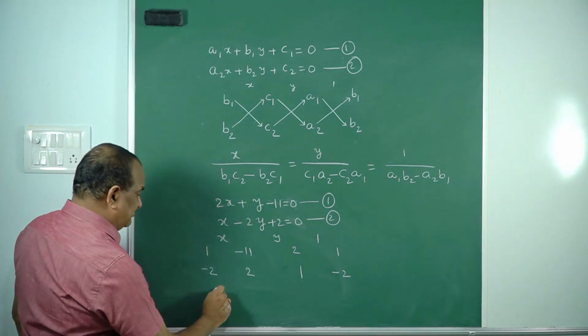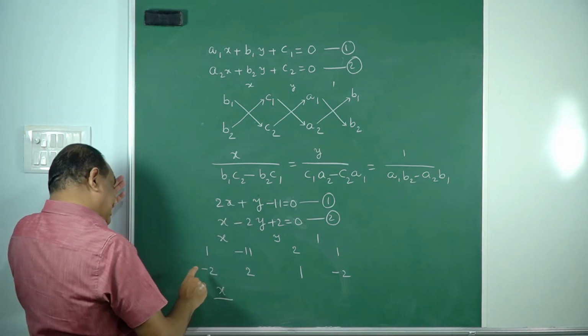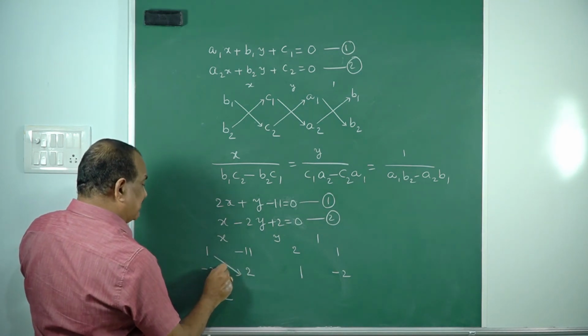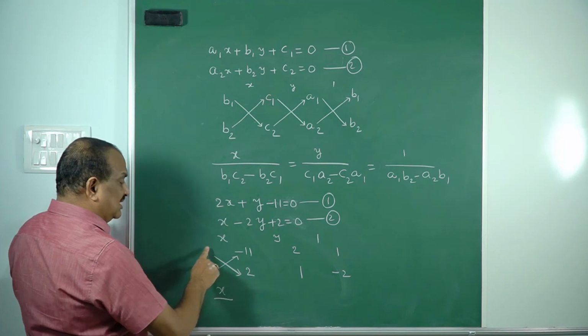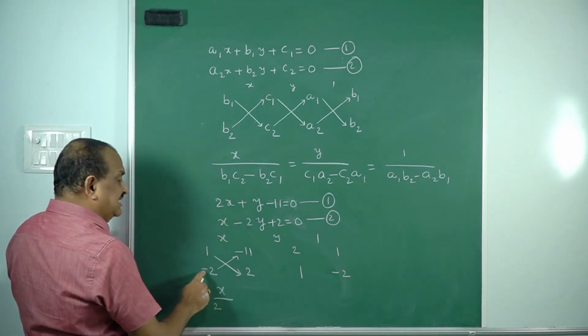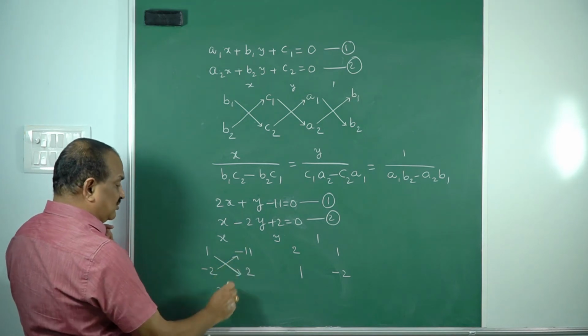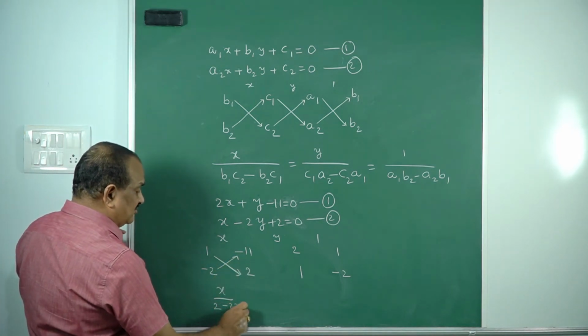Come on, x by. This product is positive and minus this product. Going up is negative. This is 2. This product is plus 22, because minus 2 into minus 11 is plus 22. Change the sign, minus 22.